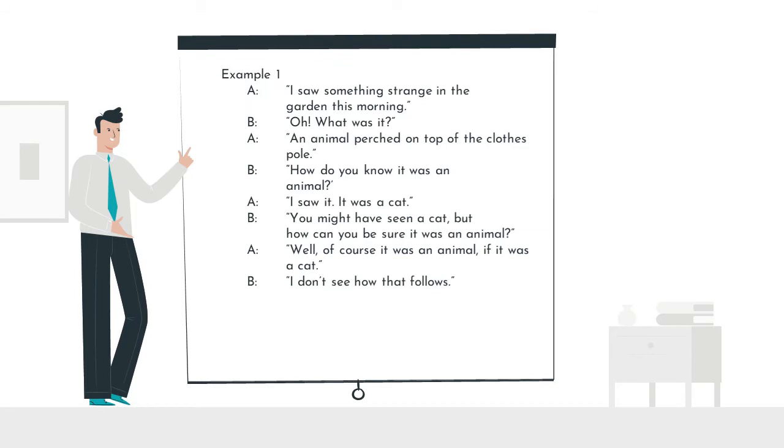Example 1. I saw something strange in the garden this morning. Oh, what is it? An animal perched on the top of the clothes pole. How do you know it was an animal? I saw it. It was a cat. You may have seen a cat, but how can you be sure it was an animal? Well, of course it was an animal. If it was a cat, I don't see how that follows. Answer and comments. The meaning of cat includes that of animal.